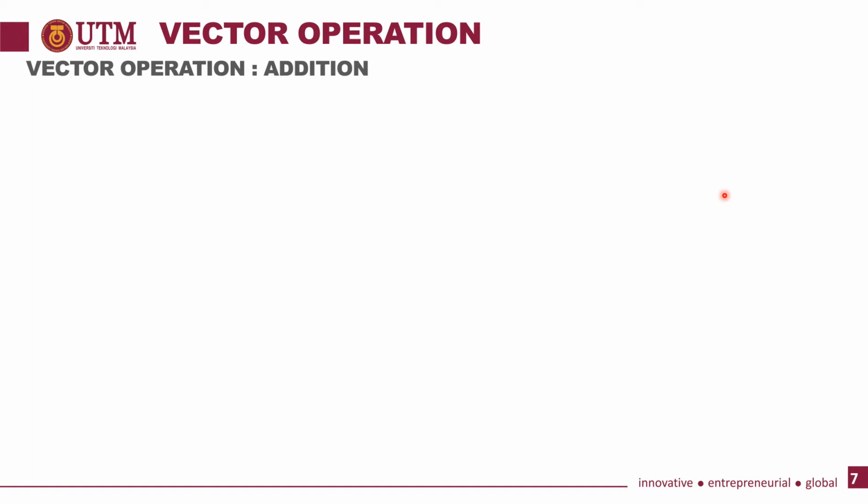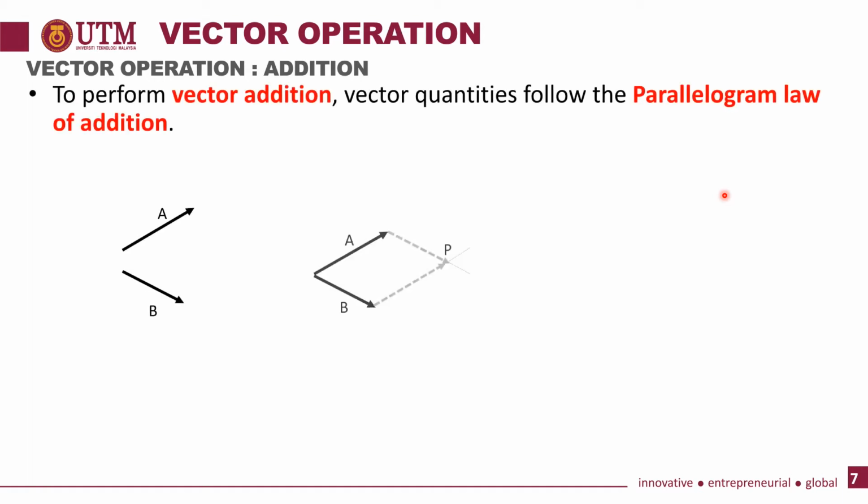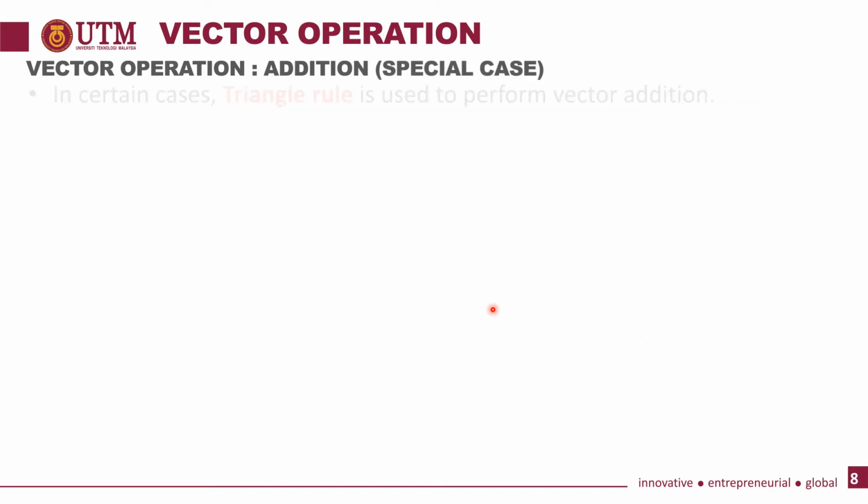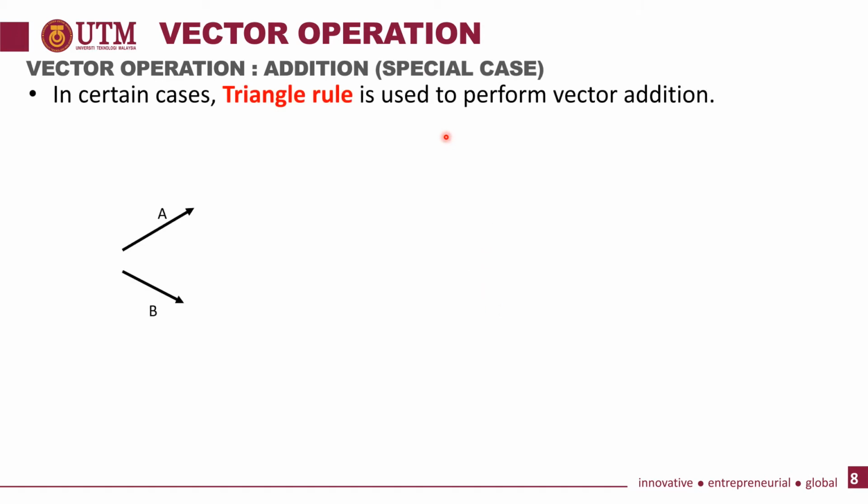Alright, next you learned about addition. In order to perform vector addition, you need to draw the parallel line of vector A and also the parallel line of vector B. Then the intersection is the resultant force that you will find. Okay, so next is the special case.